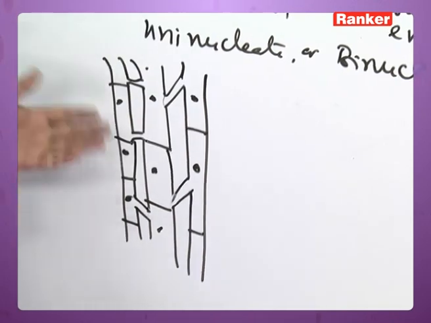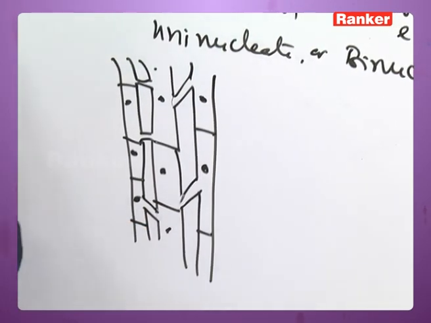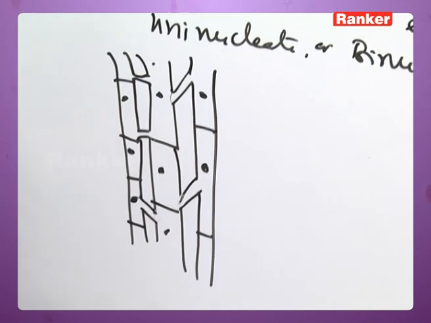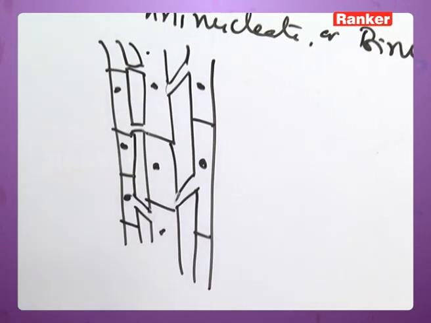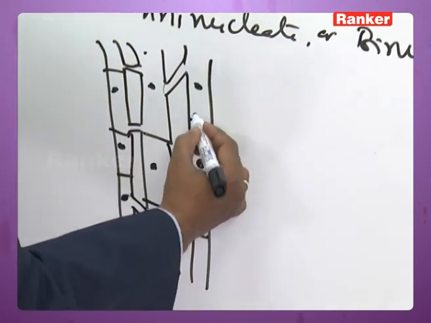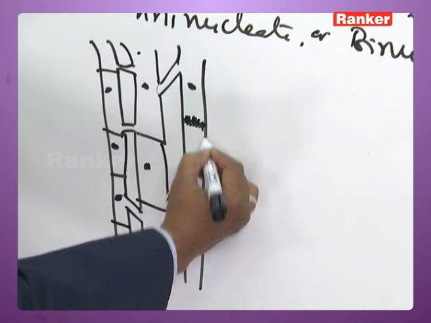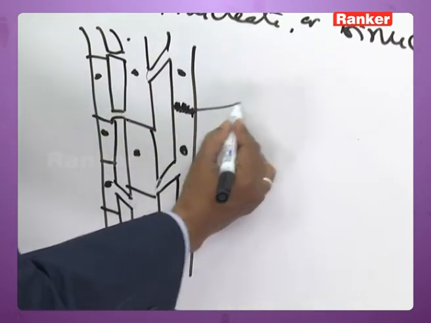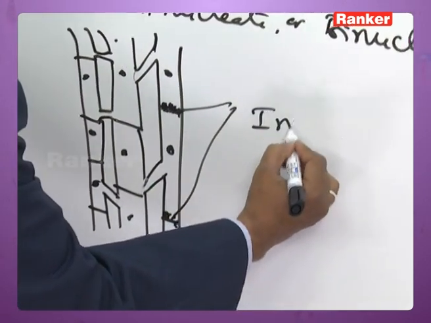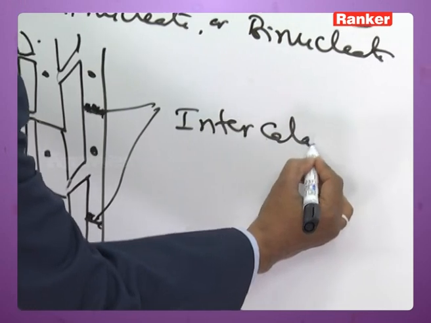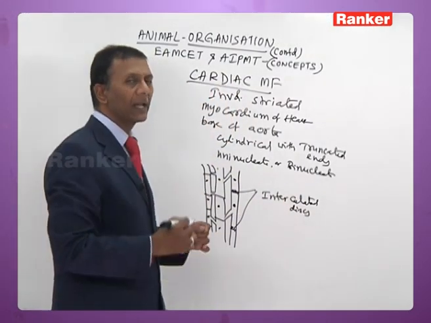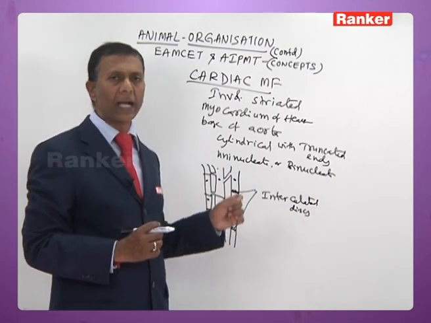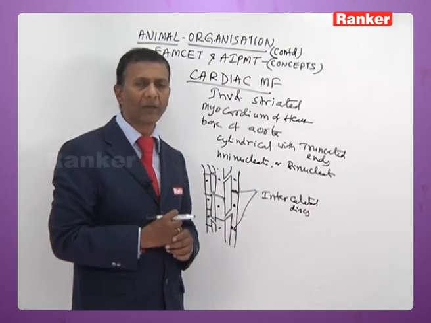Like this, these cardiac muscle fibers are branched, and the branches are connected to each other to form a network. Each muscle fiber is uninucleated or binucleated. At the point of joining, the plasma membrane, the sarcolemma, is thickened to form structures called intercalated discs. The presence of intercalated discs is one of the unique characteristic features of cardiac muscle fibers.